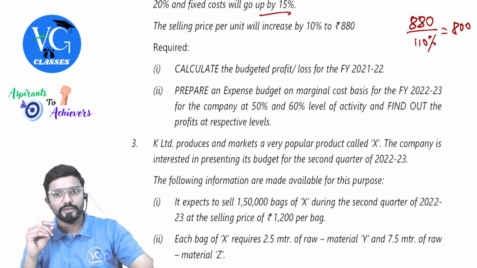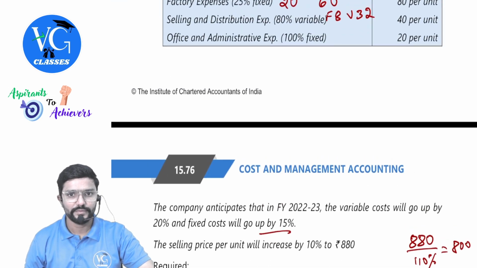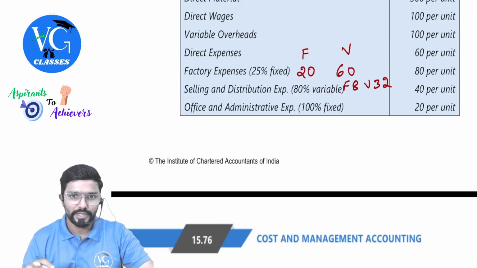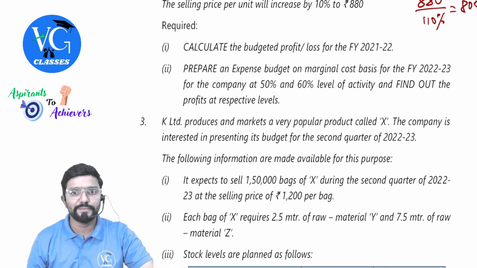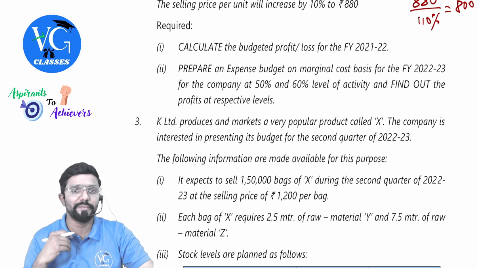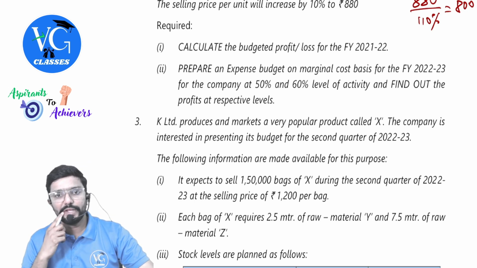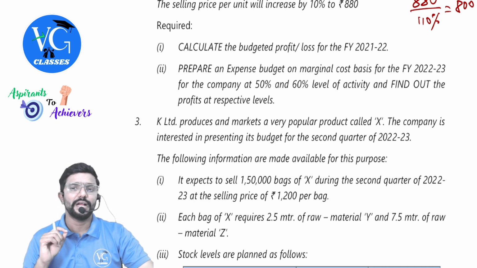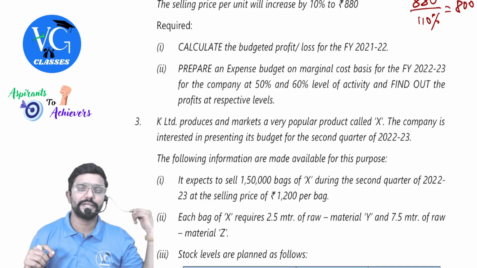Prepare an expense budget for 21-22. Prepare an expense budget on marginal cost basis for the financial year 22-23, that is the upcoming year, for the company at 50% and 60% level of activity, and find out the profits at respective levels.